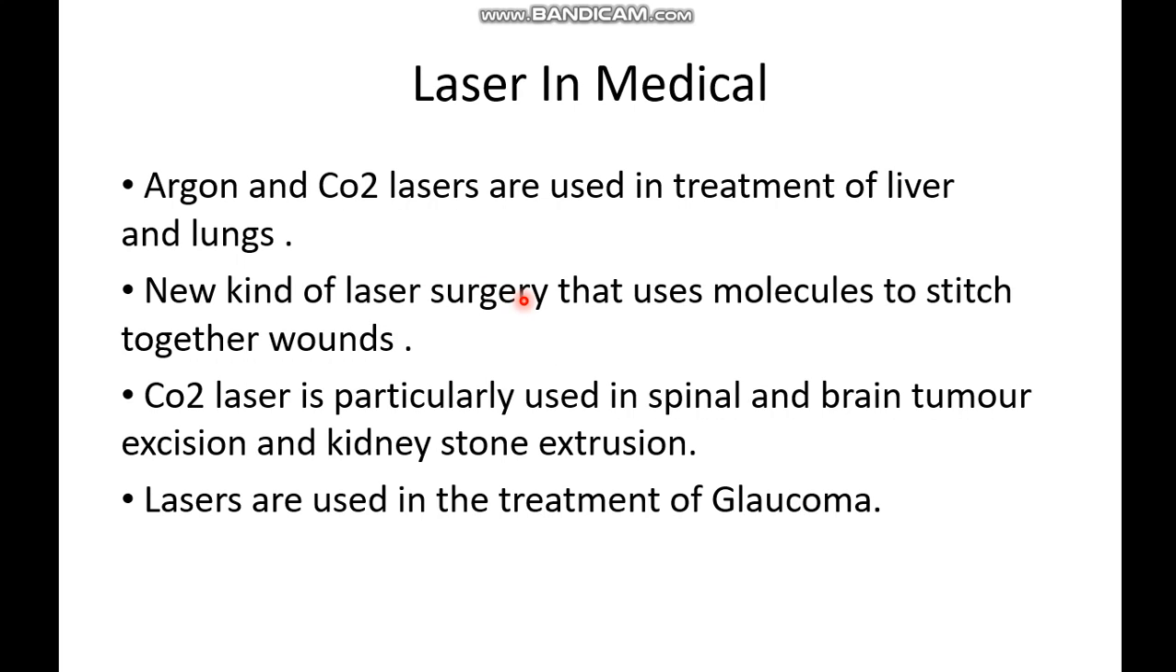In medicine, argon and CO2 lasers are used in treatment of the liver and lungs. So these are two types of lasers which I told you that you have to read. Not only these two types, there are a lot of laser types, but they are out of our course, so you can read for your information. But these argon and CO2 lasers can be used for treatment of liver and lung.